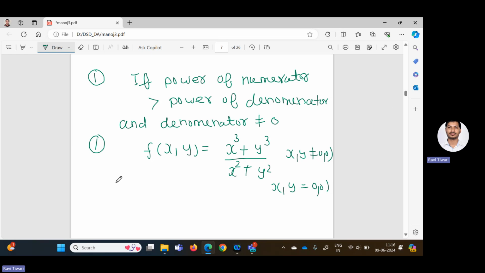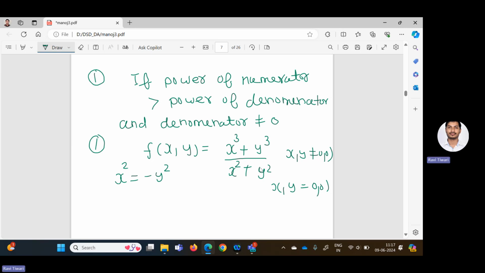But because this is a simultaneous limit and we have to convert it into a unidirectional limit, this is not possible. If you try to make x square plus y square equal to 0, then x square will be minus y square, and you will get some imaginary path like that. So this function is always continuous because the power of numerator is greater than the power of denominator.